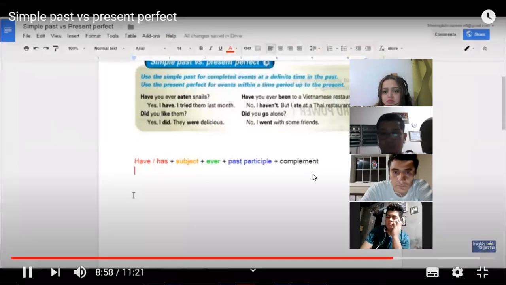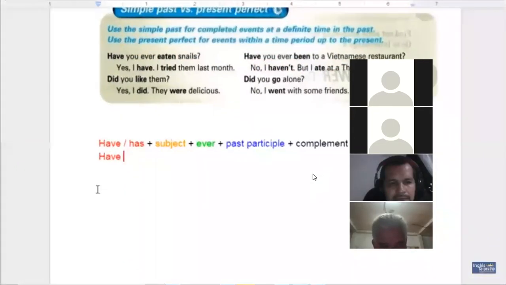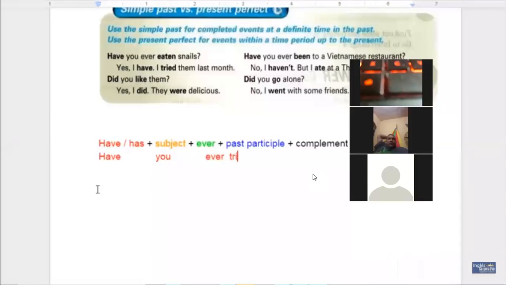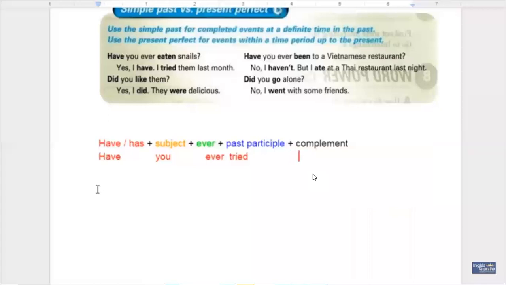So let's see if we can do a couple more questions. Have you ever tried sushi? How would you respond to that question? Well, typically most people have, so most people will say, yes, I have. And so tell me about that experience, okay? If you're going to tell me about that experience, then that's whenever we're going to use the simple past.